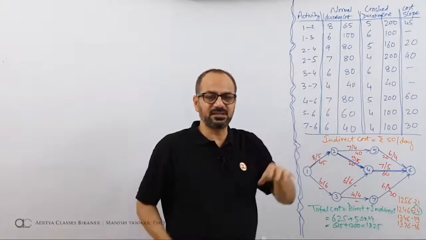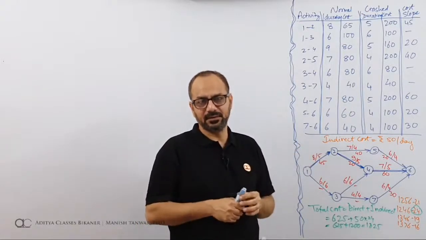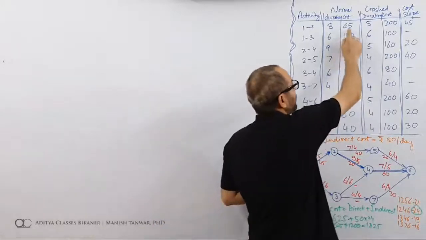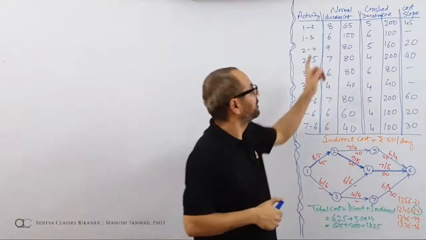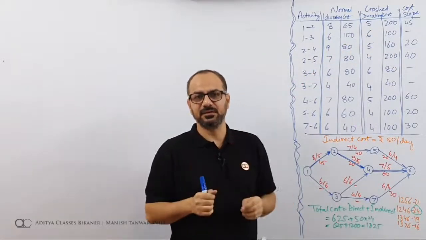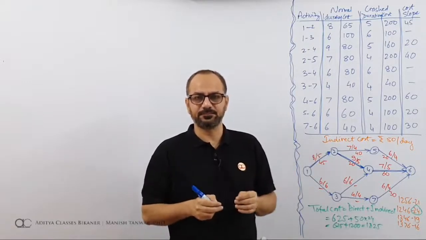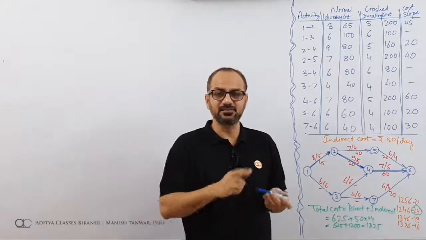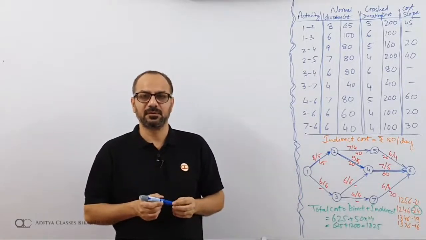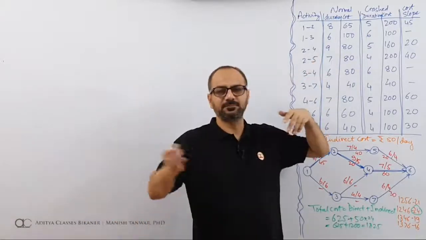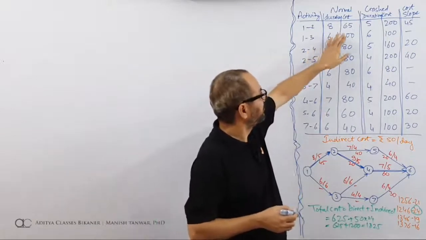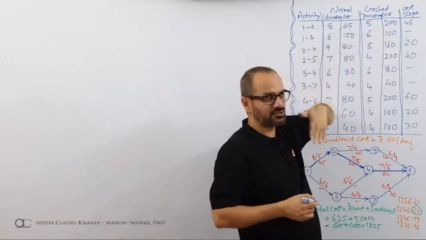But whenever you try to crash an activity, some additional expenses are incurred. For example, here a normal payment of 65 is needed. But if you try to finish it in 5 days, a payment of 200 has to be made. Now what is this mystery? When time is less, why is payment more? The idea is that when time is less, you are traveling by private cab, so it costs you more, while in the first case you are traveling by public transportation, which is very cheap. So when you try to crash an activity, the cost goes up.